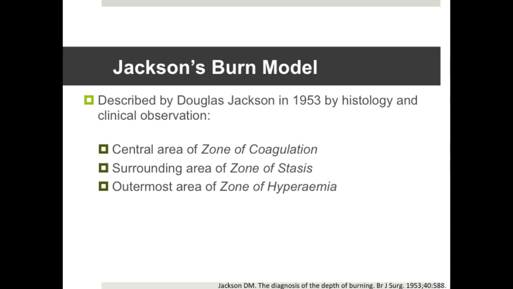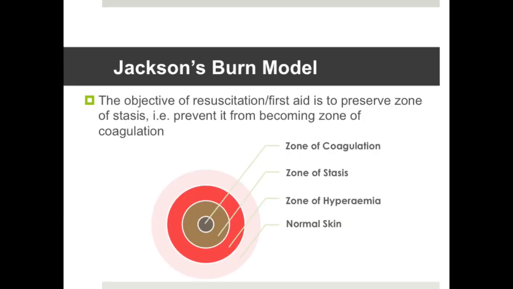On the outermost area is the zone of hyperemia. This is a zone of vasodilatation secondary to inflammatory mediators. Once this hyperdynamic vascular state resolves, the tissue becomes normal afterwards. On this slide, you can see a graphical representation of the burns model.